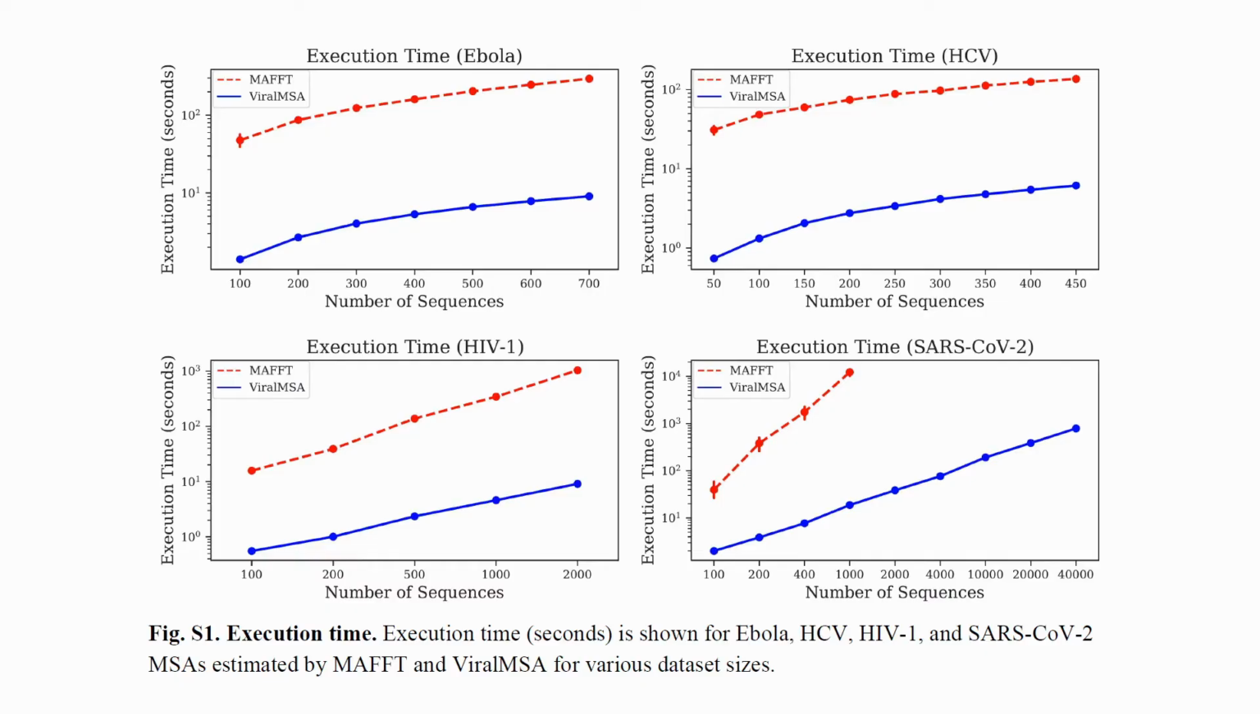I performed a benchmarking experiment in which I compared ViralMSA against the current state-of-the-art multiple sequence alignment tool, MAFFT, across different viral datasets at different dataset sizes. So on the horizontal axis, we have number of sequences, and on the vertical axis, we have execution time in seconds. And consistently, ViralMSA scales better than MAFFT and is generally orders of magnitude faster.